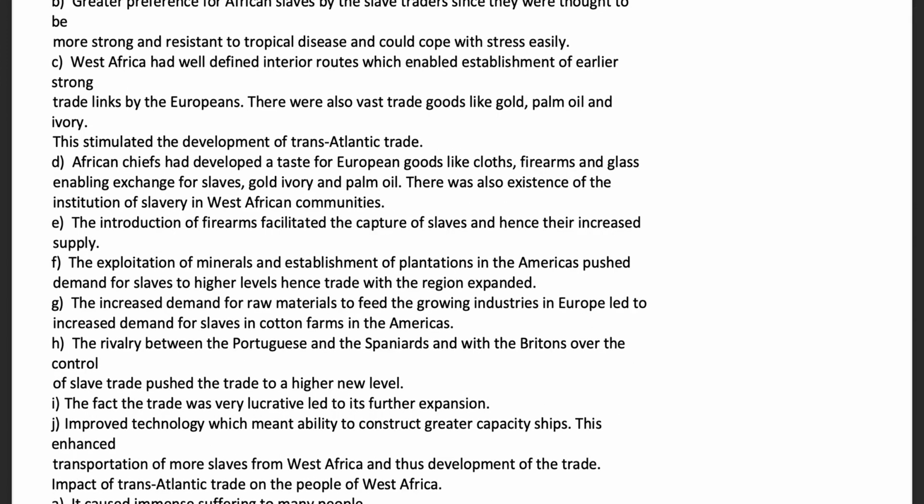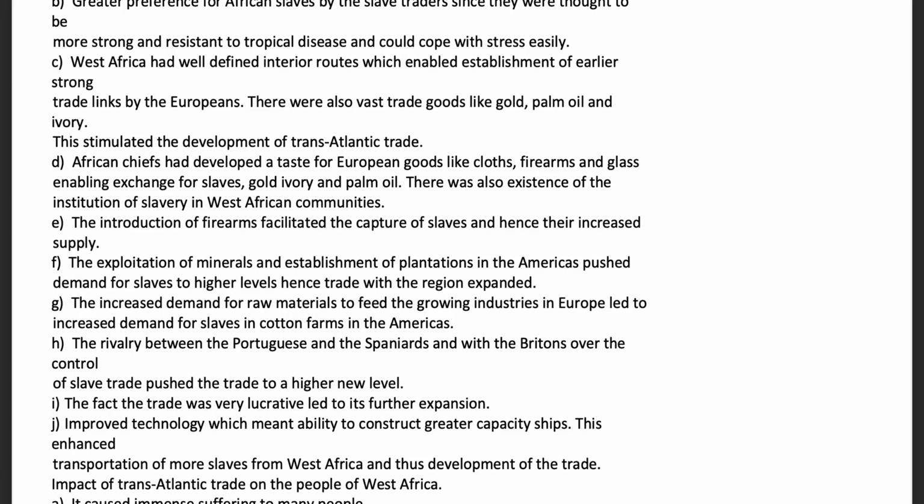C. West Africa had well-defined interior routes which enabled establishment of earlier strong trade links by the Europeans. There were also vast trade goods like gold, palm oil and ivory. This stimulated the development of transatlantic trade. D. African chiefs had developed a taste for European goods like cloths, firearms and glass, enabling exchange for slaves, gold, ivory and palm oil. There was also existence of the institution of slavery in West African communities. E. The introduction of firearms facilitated the capture of slaves and hence their increased supply.